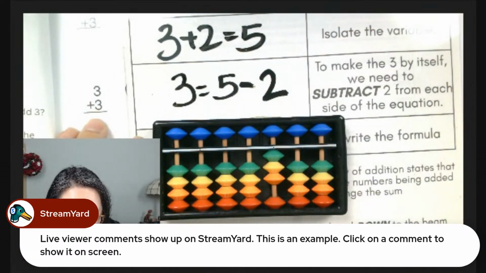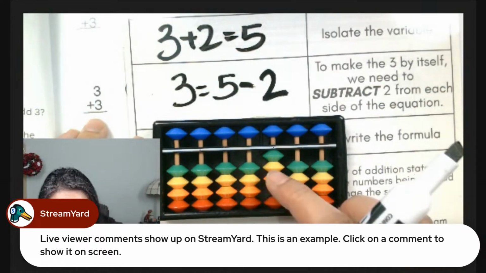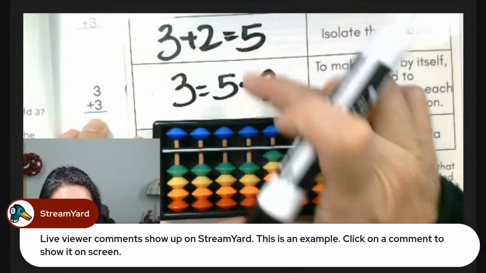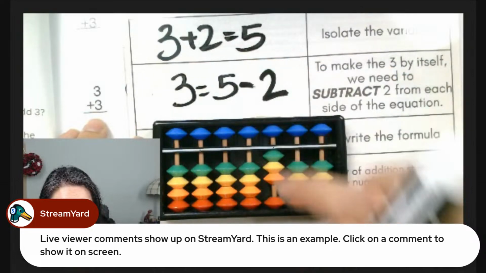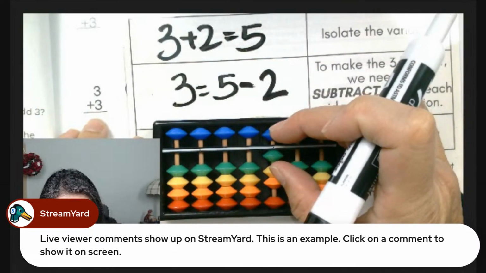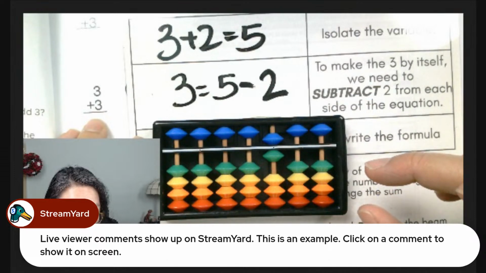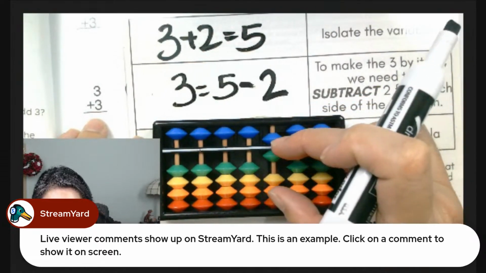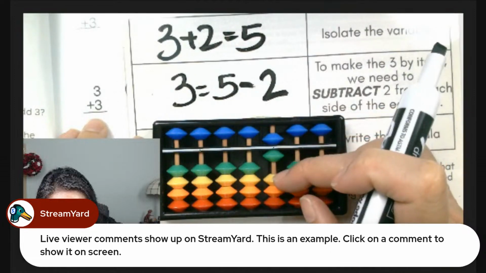I'm sorry, did I say minus 3? I said plus the 3. So I'm trying to add the 3. I cannot add the 3. I don't have enough beads to add the 3. What do I do? I need to plus the 5, take away the 2. So again, this is a number pattern. This is a pattern that we've seen before. So we do plus the 5, take away the 2. So I plus the 5 and I take away the 2.